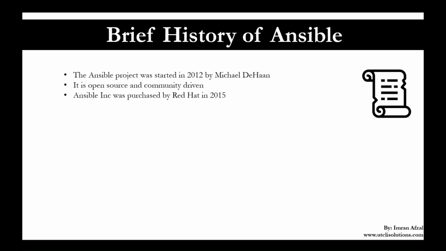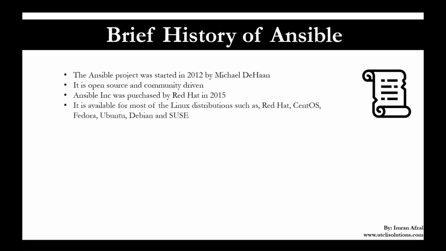Then Ansible Incorporated was purchased by Red Hat in 2015. Even today, it is still open source. But certain parts, or certain features, I would say, of Ansible can be purchased from Red Hat, such as Ansible Tower, or if you need a subscription for support or consulting, you could buy that from Red Hat. It is available for most of the Linux distributions, such as Red Hat, CentOS, Fedora, Ubuntu, Debian, and SUSE.